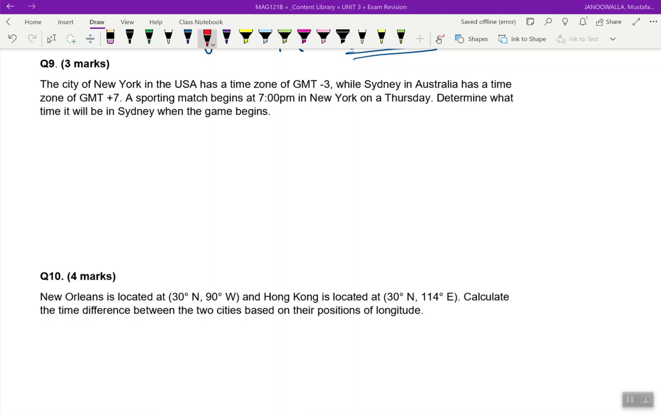Okay, for question 9 and 10. This is also Earth geometry, but instead of calculating distance like we did before, we'll be trying to determine what time. So let's read the question.